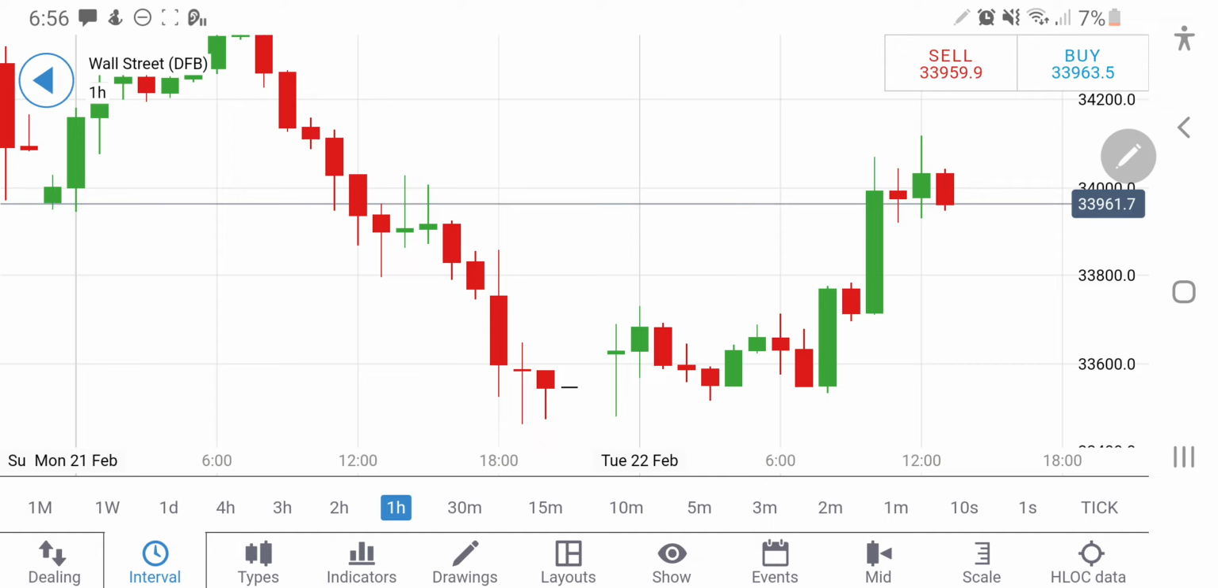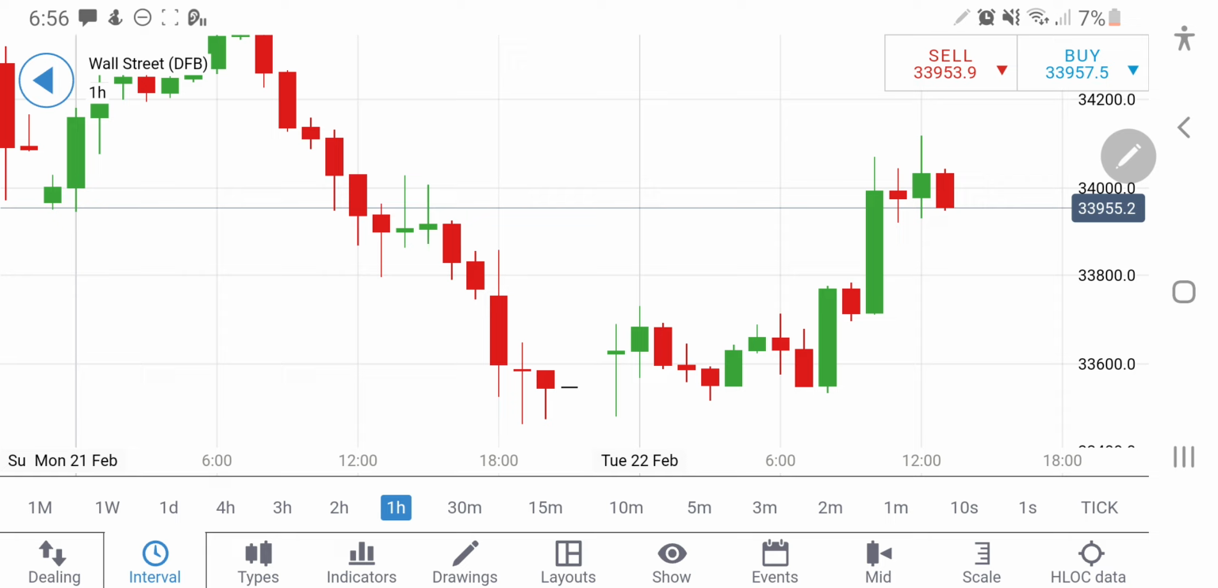Anyways, beyond 34,170 we are strongly bullish. It can rise towards 34,300, 34,400, which is going to be a stronger resistance. I don't expect it to hit those levels though.